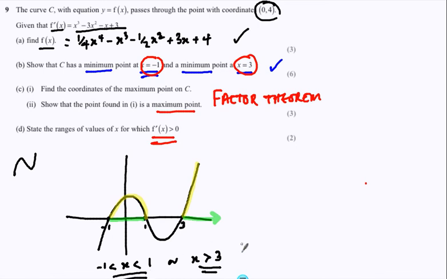And those will give me greater than 0. And that's our question done.